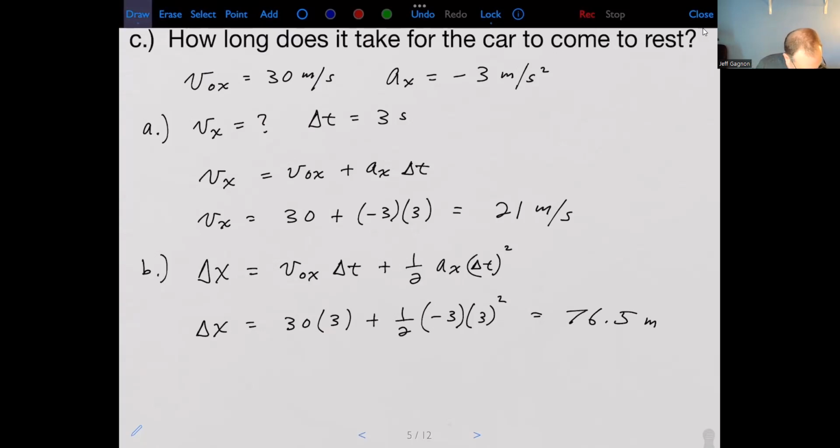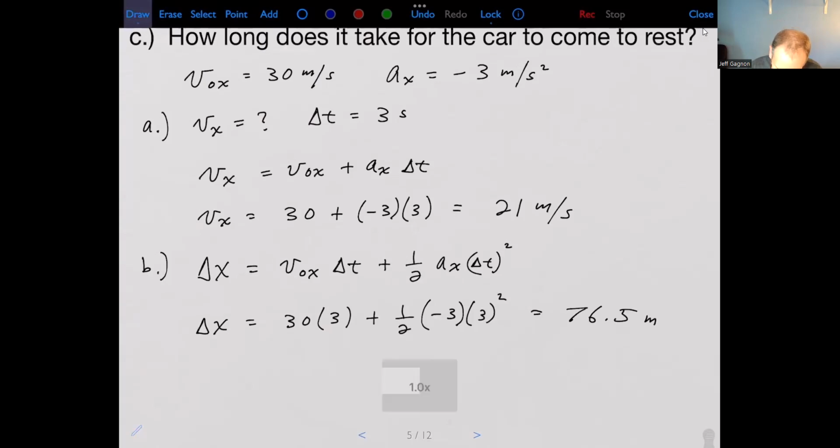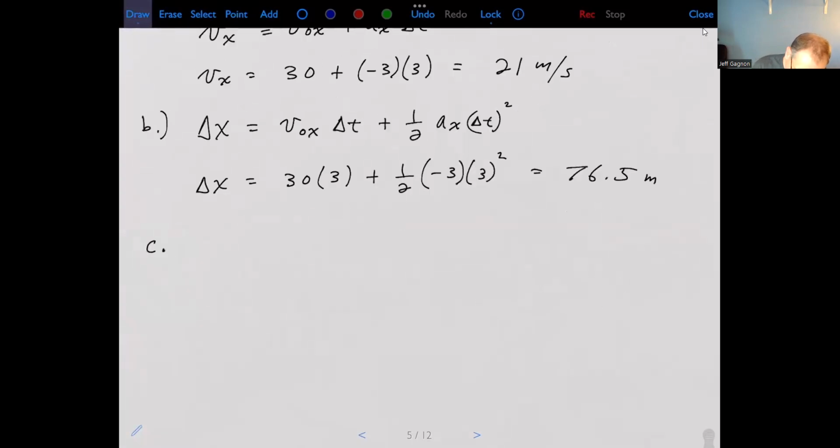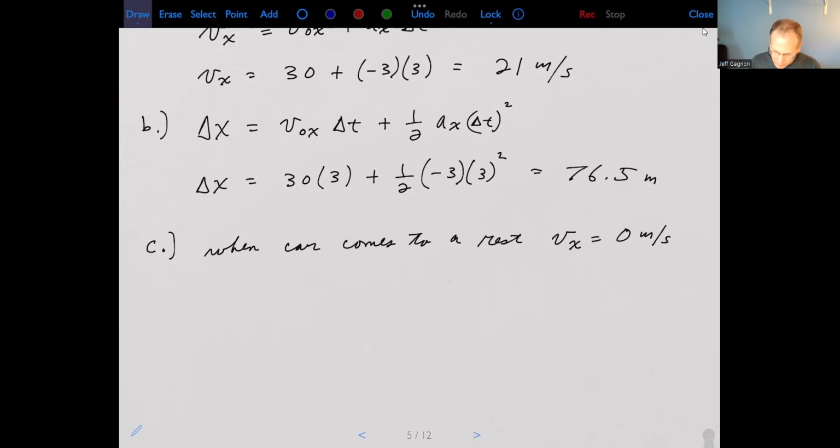Okay, and then the last question was, how long does it take for the car to come to rest? Okay, so what does it mean for the car to come to rest? Well, it means that its final velocity, so I'll say when car comes to a rest, it means that its final velocity is going to be 0, right? 0 meters per second. And we're looking for the delta t, the time interval, when the car has come to a rest, when its final velocity is 0.